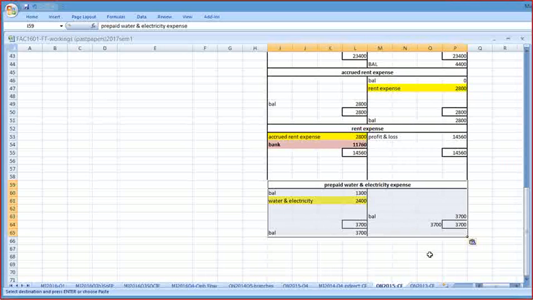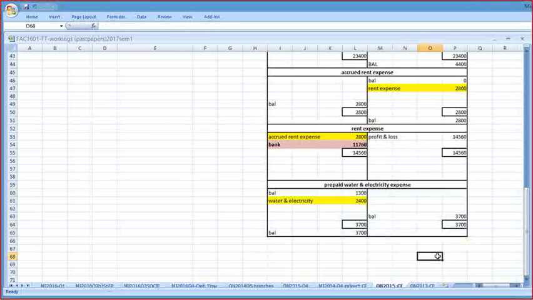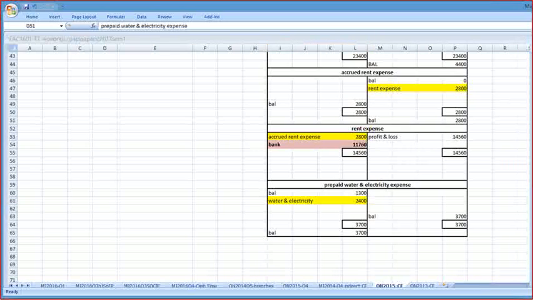We just want to know, where did you get the 2,400 from? From here, the difference, because I'm balancing the accounts. Yes, it's going to be the 3,700 minus the 1,300, because that's the balancing figure. Where is that going to go? Into water and electricity. Which side? It's going to be on the credit side.